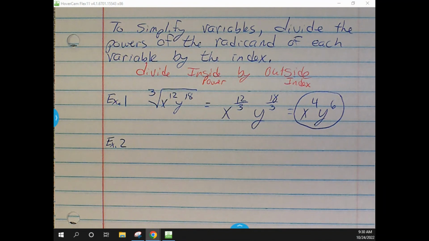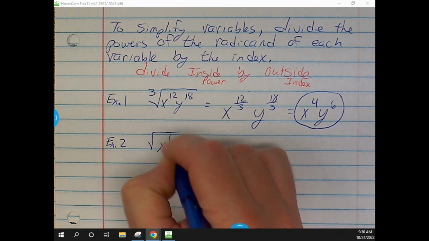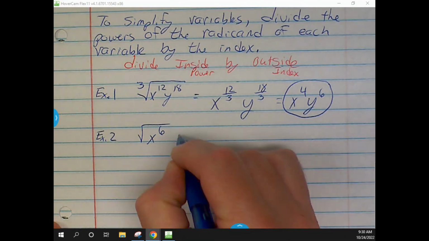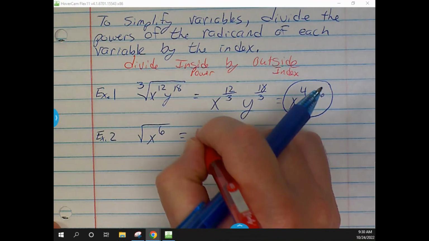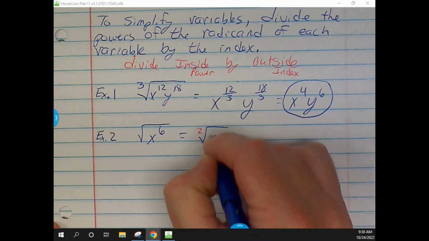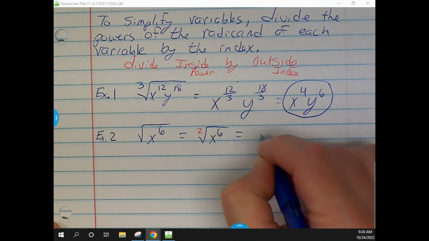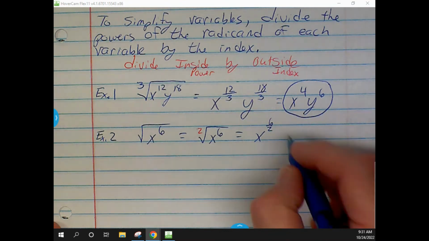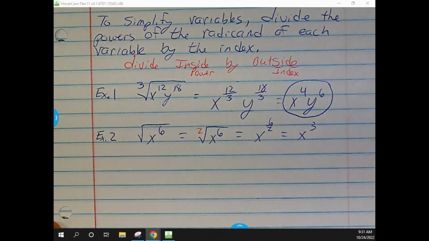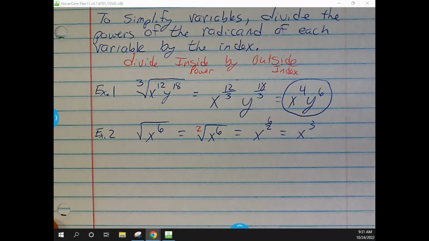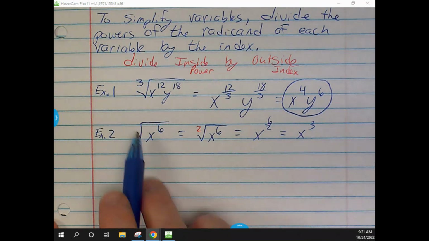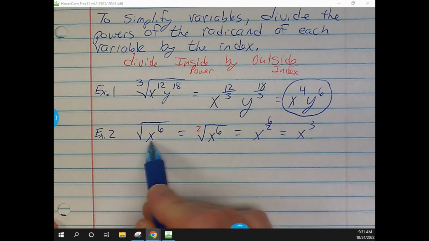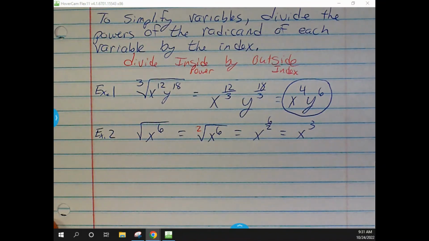All right, let's do the square root of x to the 6th. Again, square root technically means that's supposed to be a 2 for the index. So this becomes 6 divided by 2, which is x to the 3rd. If there is no index or root here, it's always understood to be a 2 for a second root. If you read it, you would just say square root, so just assume that's a 2 for the index there.